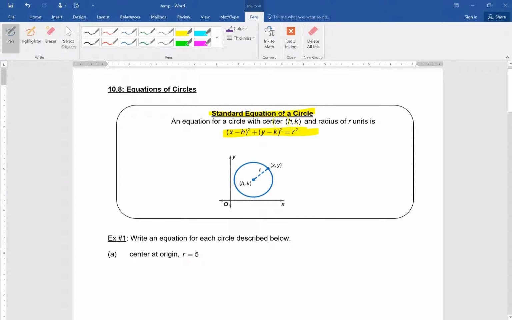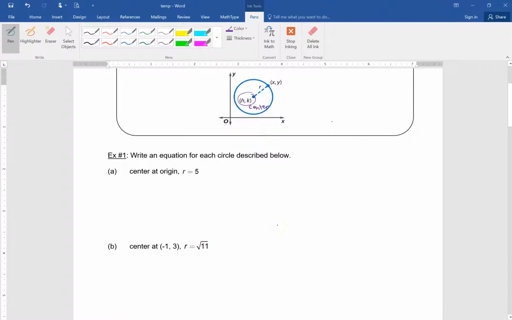So from here, r is the radius, and these two, h and k, are the center. Okay? So let's start writing equations. So here, if I have my center at the origin, what are the coordinates at the origin? 0, 0. That means my h is 0 and my k is also 0. Okay? And the radius is 5.